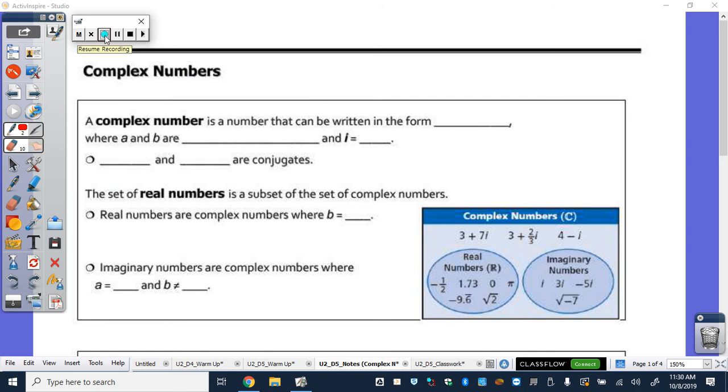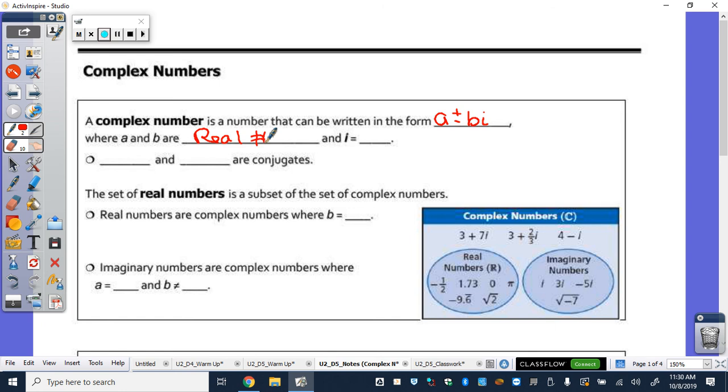So let's talk about complex numbers. A complex number is a number that can be written in the form a plus or minus bi, which is very similar to what we were working with last time. So the numbers a and b are real numbers.